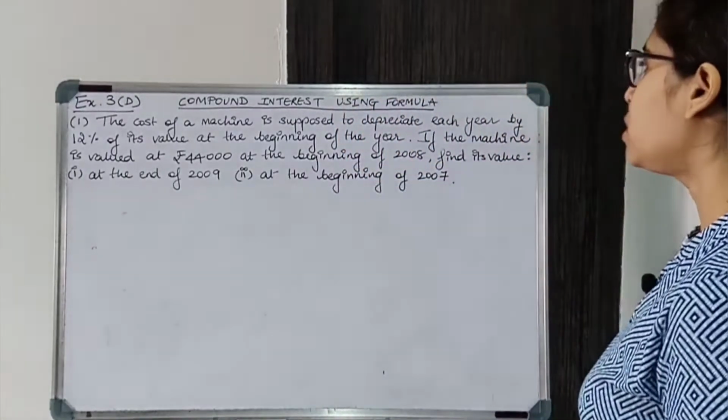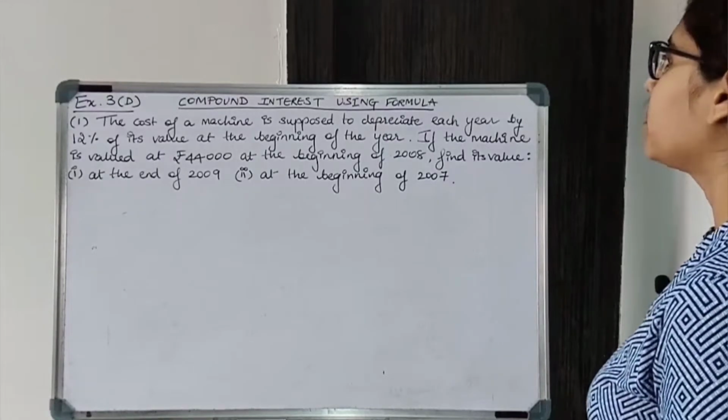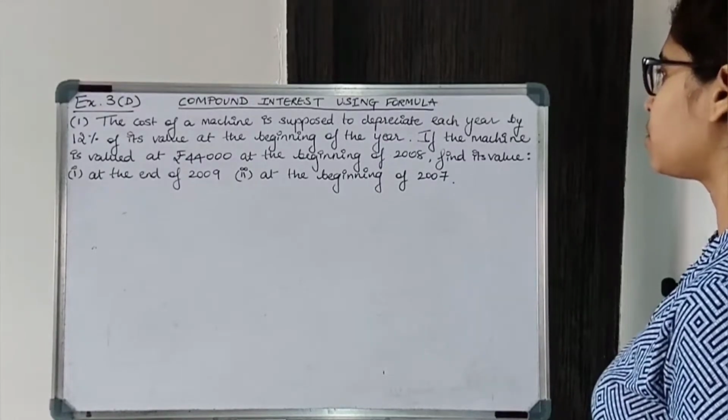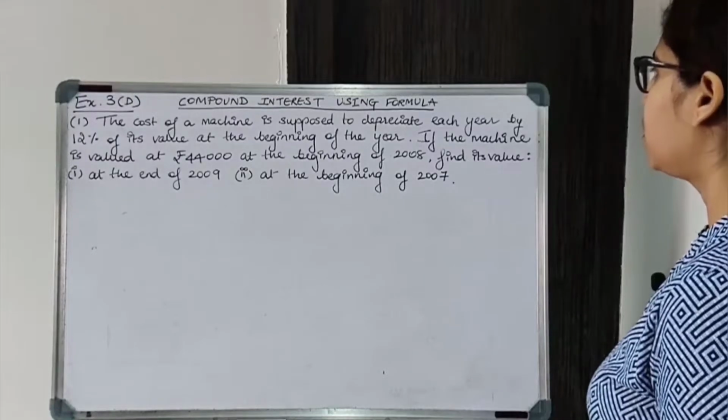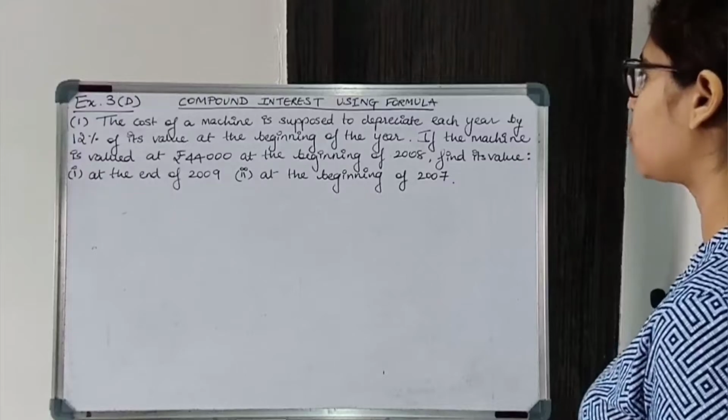The cost of a machine is supposed to depreciate each year by 12% of its value at the beginning of the year. If the machine is valued at Rs 44,000 at the beginning of 2008, find its value first part at the end of 2009, second part at the beginning of 2007.